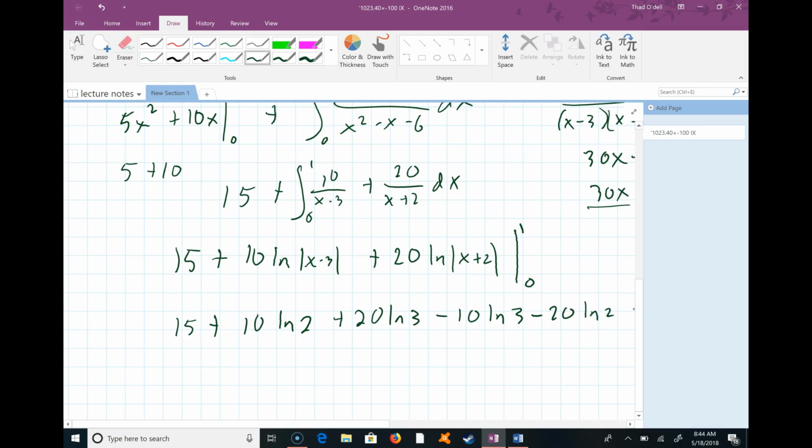I throw all that into my calculator, or I could just type it in like that into WebWork, but that should be the correct answer for that.